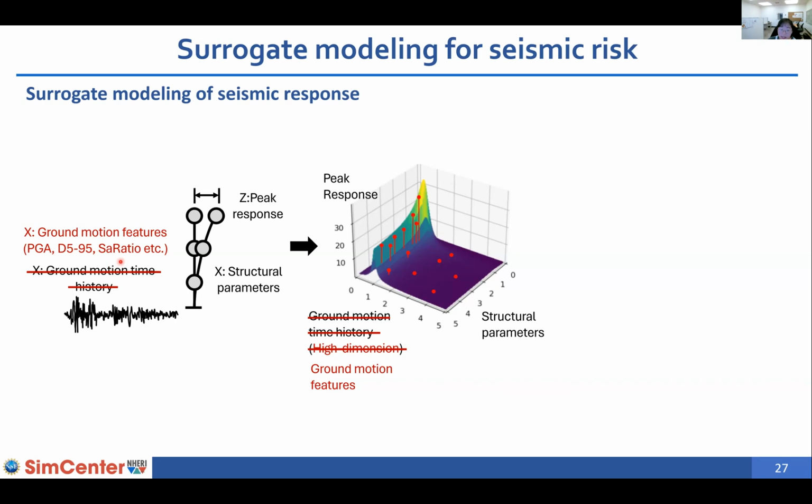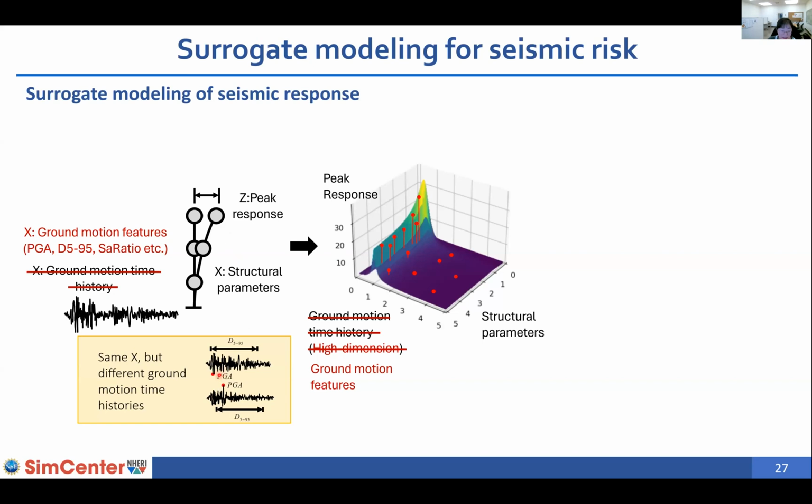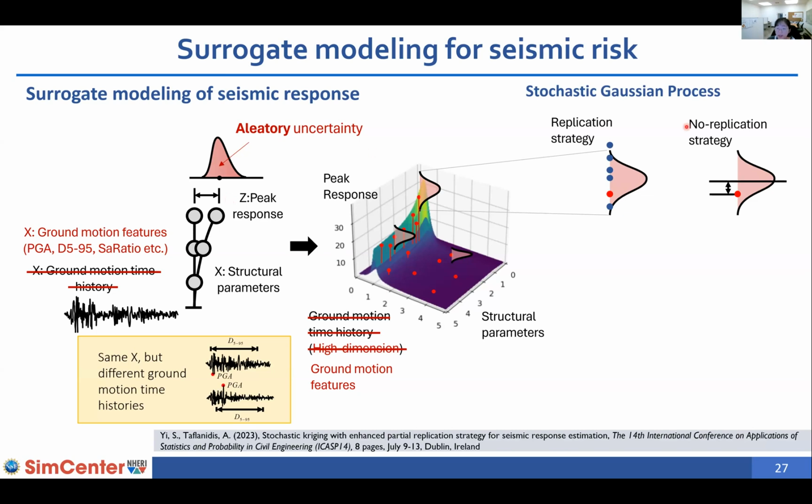However, there are additional challenges because of this. Even when we have the exact same ground motion features, our response can be quite different, because there can be different time histories that share very similar ground motion feature values. But when we propagate the time history to the structure, we will have different peak responses. That creates uncertainty in our prediction. So what we really need to care about in surrogating seismic response is to capture this uncertainty accurately, and also because this uncertainty is what is really important in earthquake engineering practice.